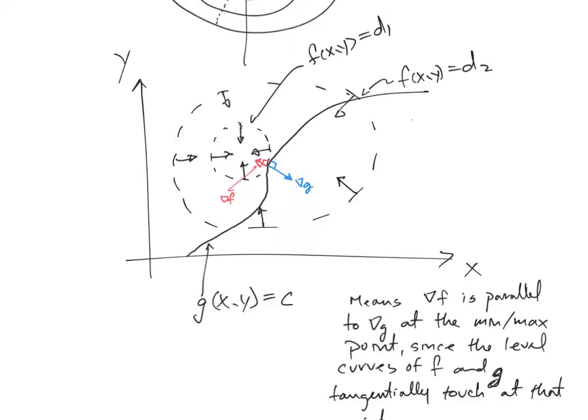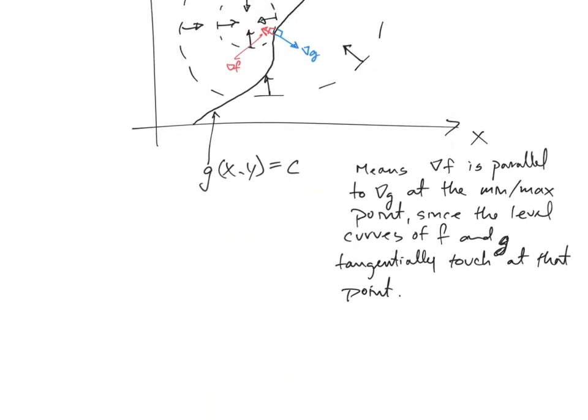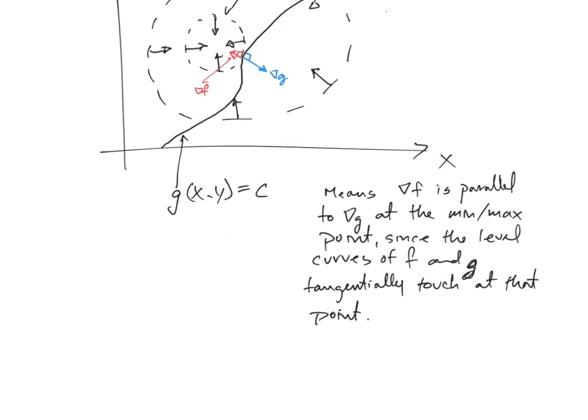Okay, so mathematically, what do we got then? Okay, I kind of skipped all of that. Maybe I should just write down. Okay, at that point, obviously, my function is not changing as I'm moving along that path g. That's what it means to be a max or a min.